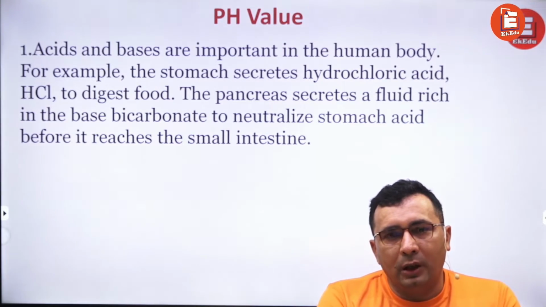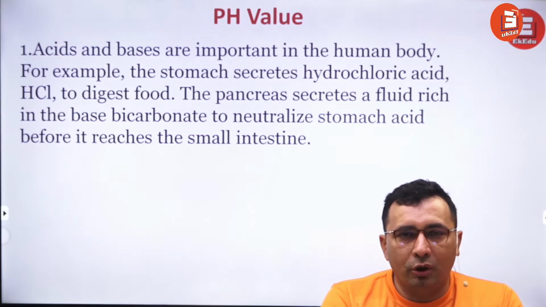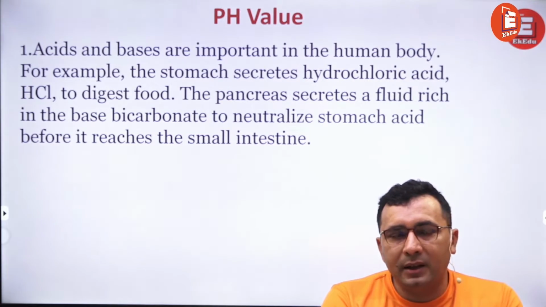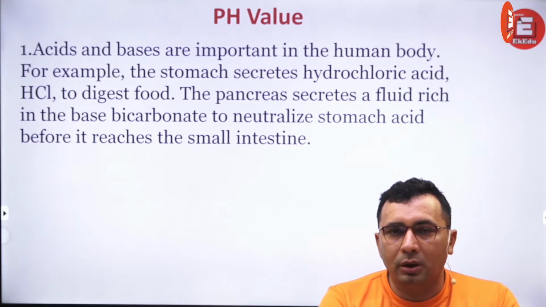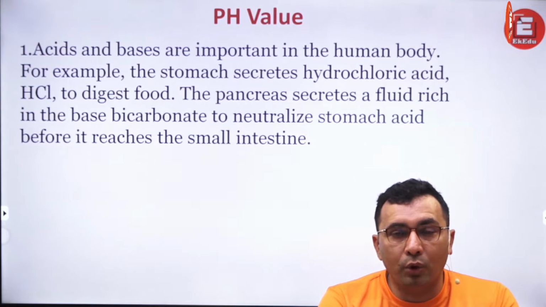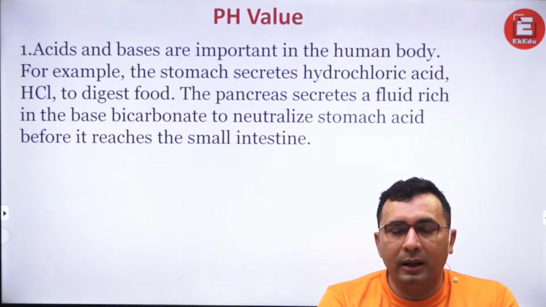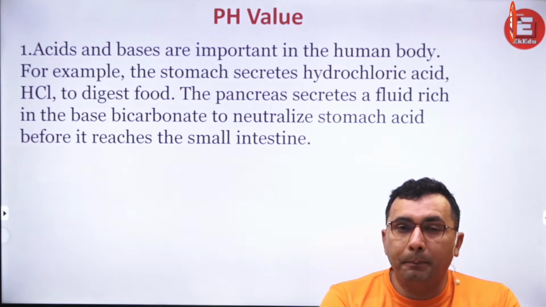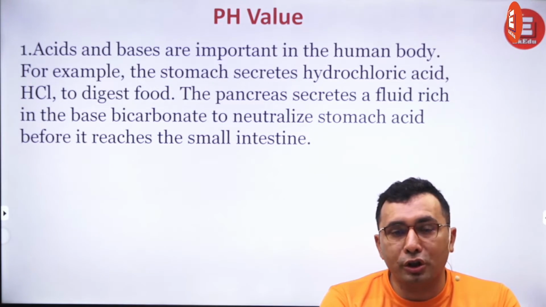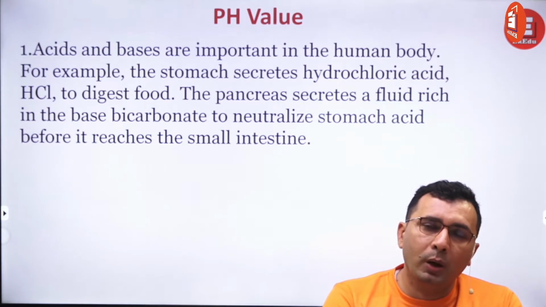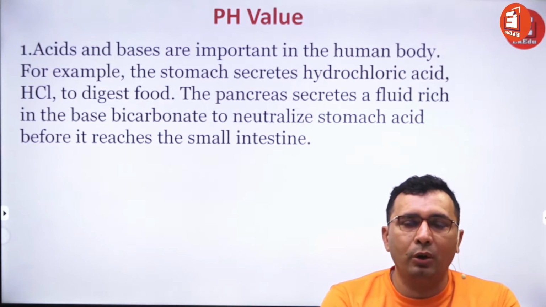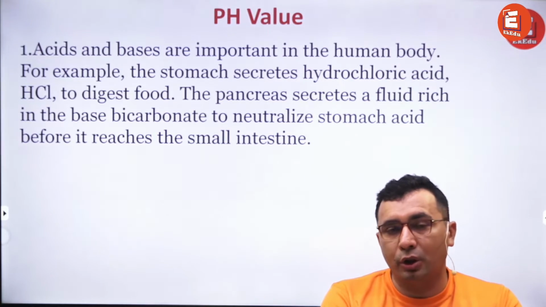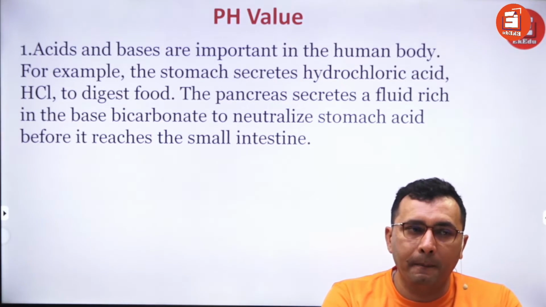Now I want to tell you one more thing, the important application of the pH value. Acids and bases are important in the human body. You know that your blood is basic in nature, having pH value 7.4. Yes, pH value 7.4. That is slightly basic, and actually blood is a basic buffer. Buffer means a substance which does not change its pH value. Either we mix some acid or basic substance into it, its pH value will not change. That is called a buffer. So your blood is a basic buffer.